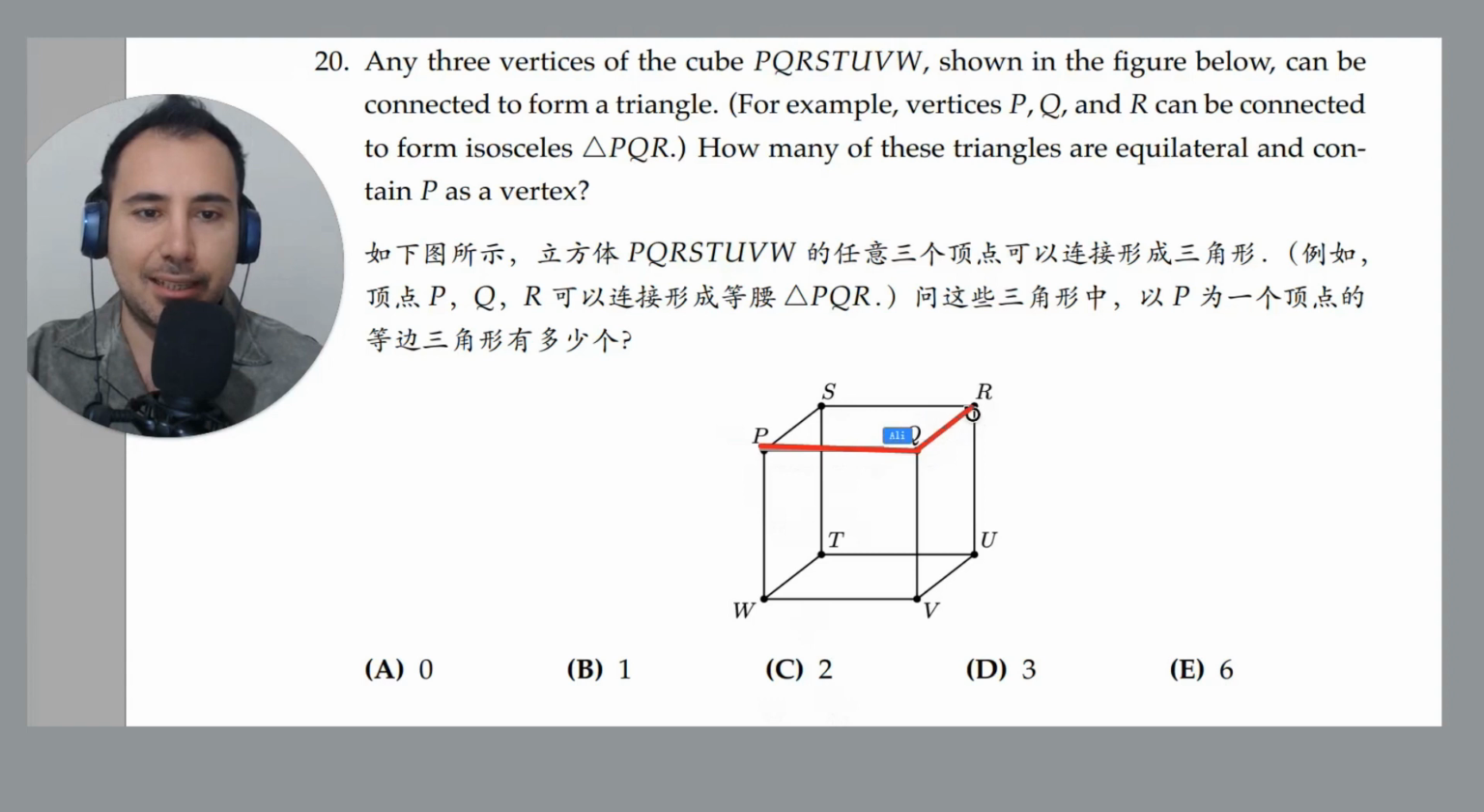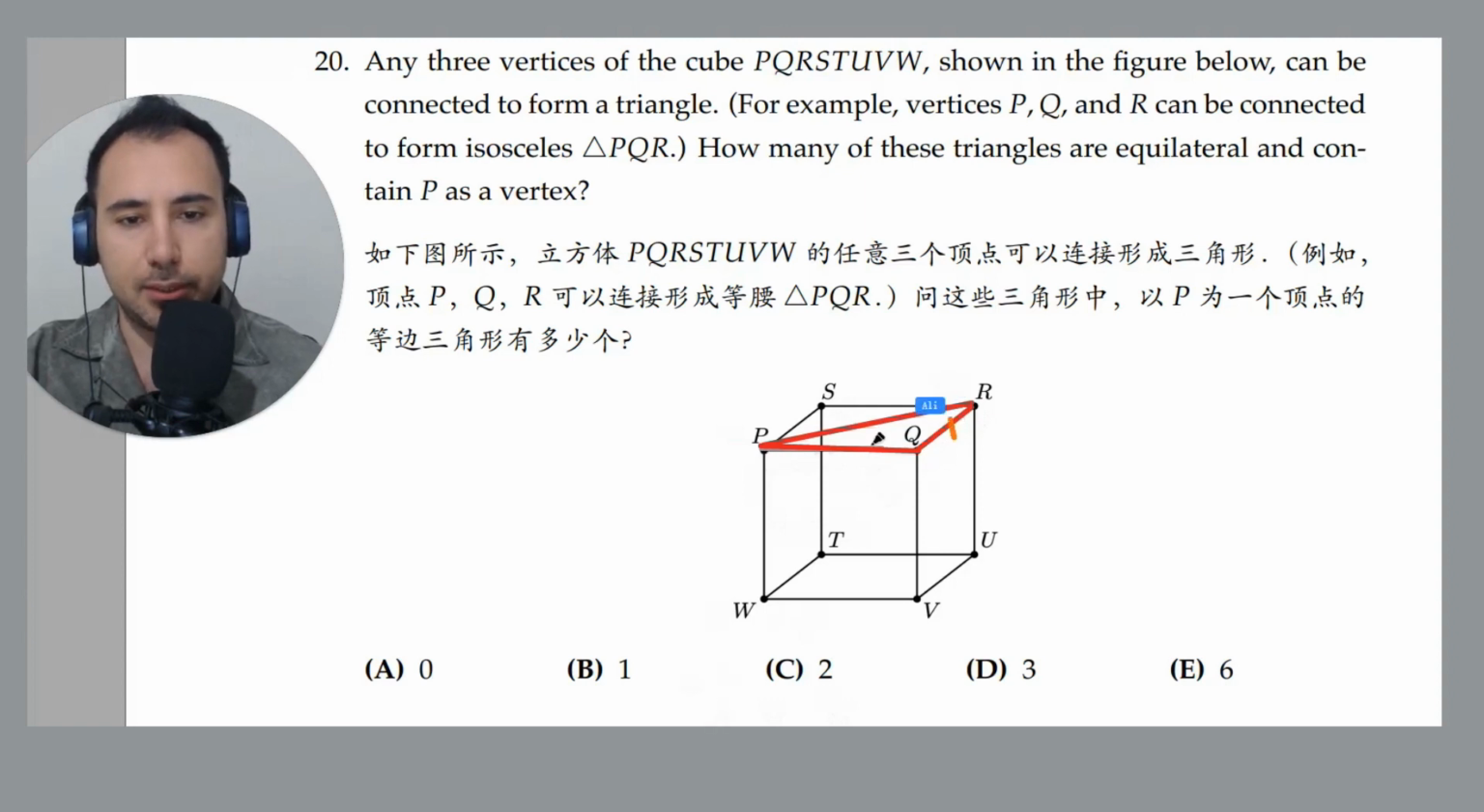Why didn't it say equilateral? That means not all three sides are equal. Only two are equal. So this one is equal to this one, but this one, PR, is actually larger because it's going diagonally. So what does the question want?